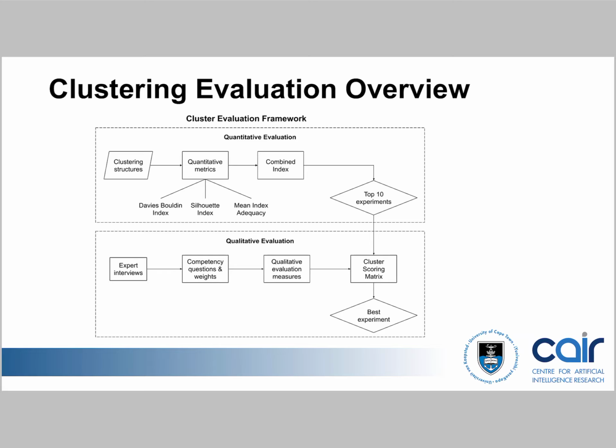If we go from left to right, from top to bottom, the clustering structures are evaluated with quantitative metrics. We combine 3, the Davies-Bouldin index, silhouette index, mean index adequacy, and we use those to create a combined index and select our top 10 experiments. And at the same time, we then conducted expert interviews, developed competency questions that we weighted, and used these to construct qualitative evaluation measures that we combined in a cluster scoring matrix, which we used to re-rank the top 10 experiments and ultimately select our best experiment.